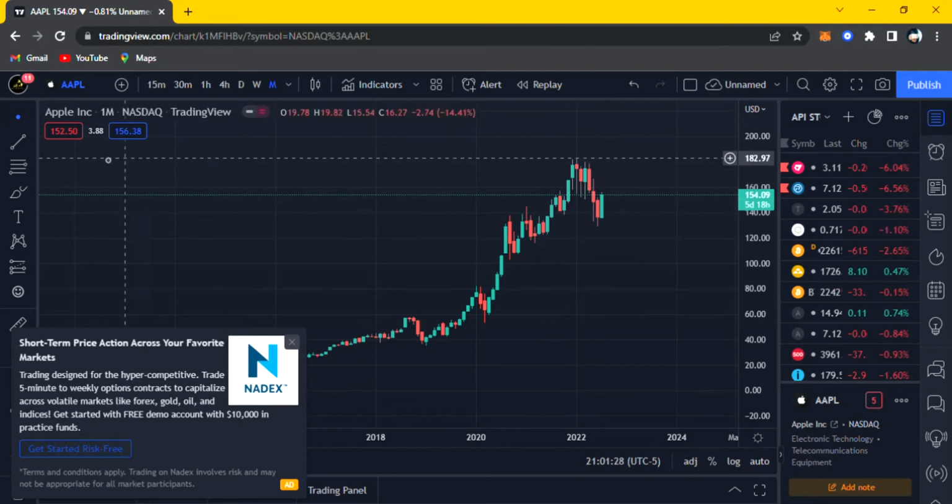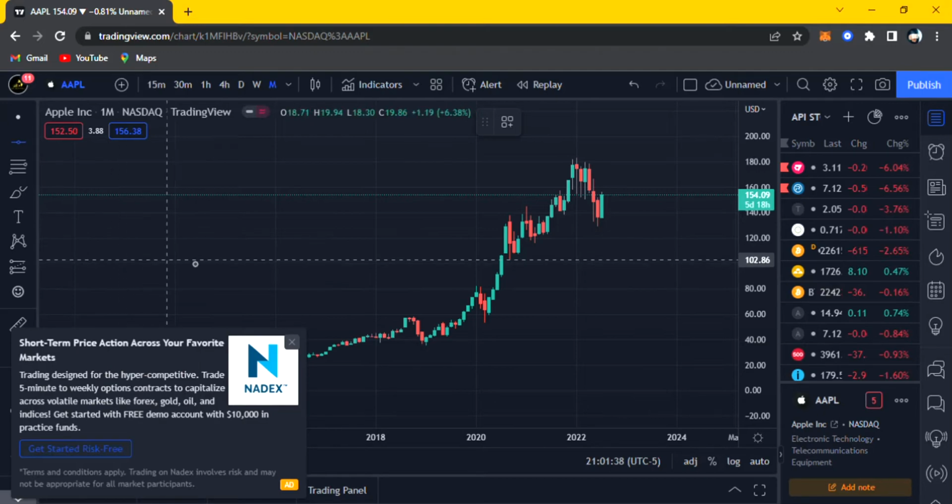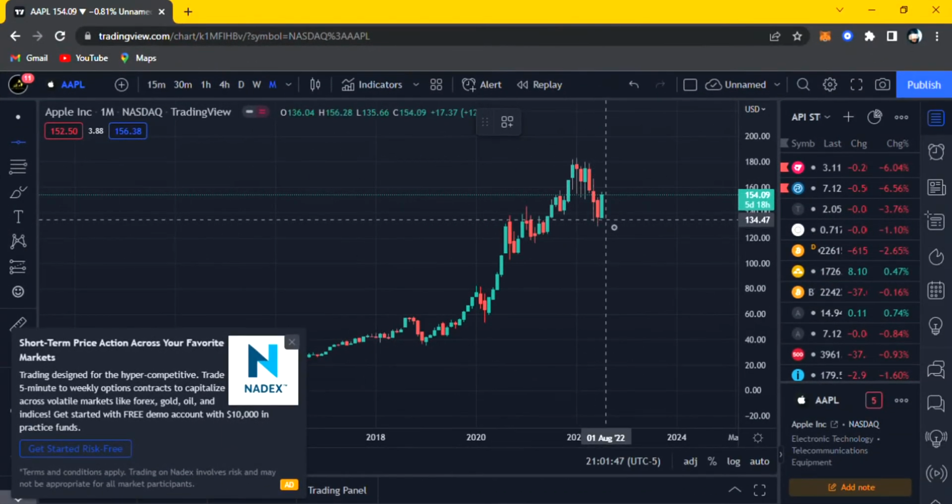So we'll go over here to the left. These are your drawing tools. The first one here, if you click this arrow, it'll bring up the drop down list. You go down here to horizontal line. Now you have access to a horizontal line. You want to move your cursor back over to where price was at, and you want to look immediately left. You want to find your floor.